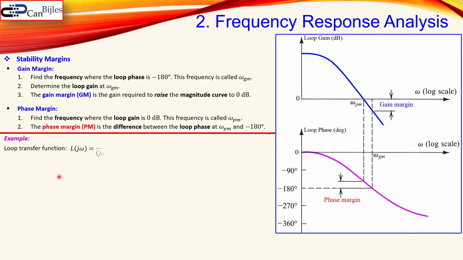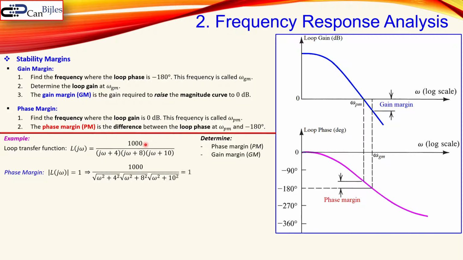So for example, you have a loop transfer function which is given by this. This is a third order system. You see here a pole at minus 4, minus 8 and minus 10. Now we would like to determine the phase margin and the gain margin here. So for the phase margin, we just follow the procedure. You make the loop gain equal to 0 dB, or equal to 1 as a scalar. That means we need to use the magnitude of this expression.